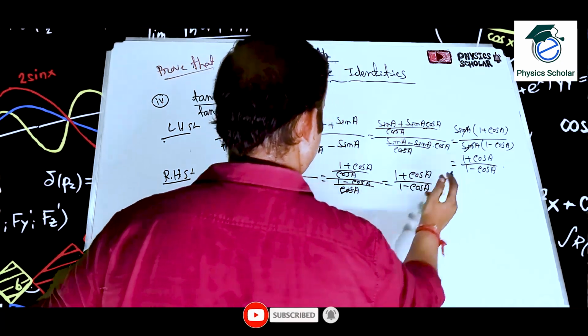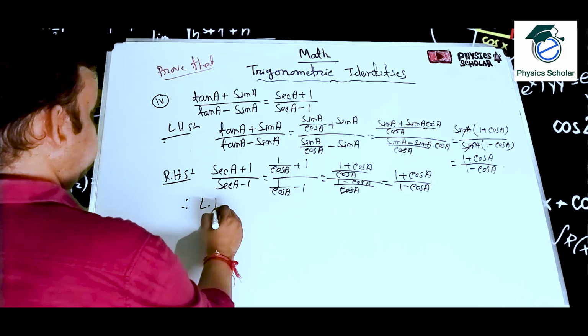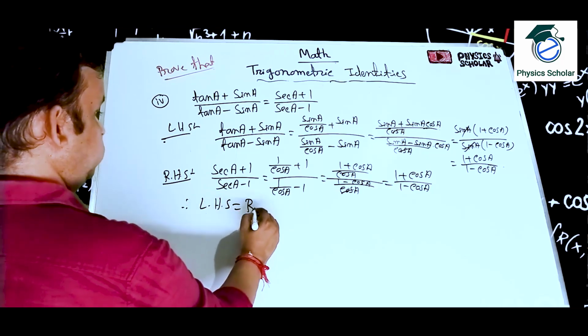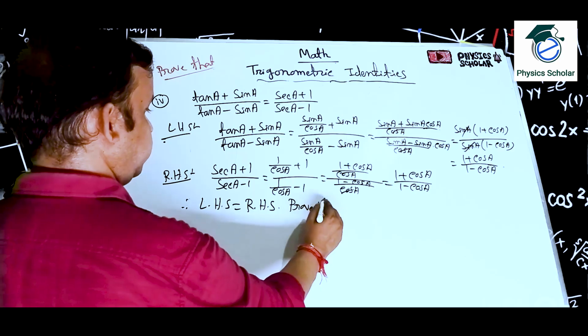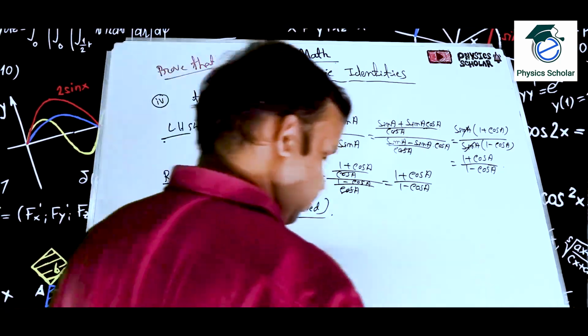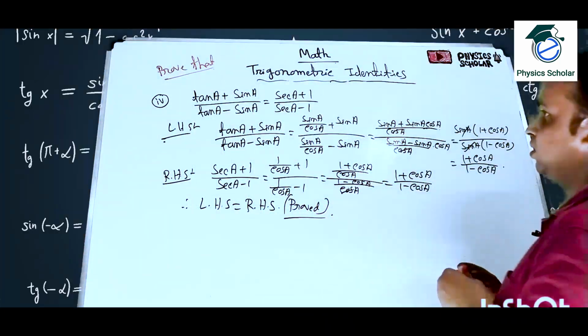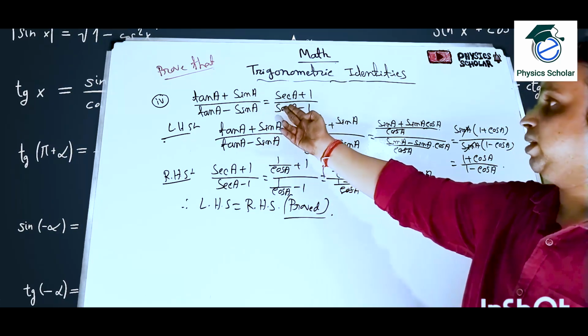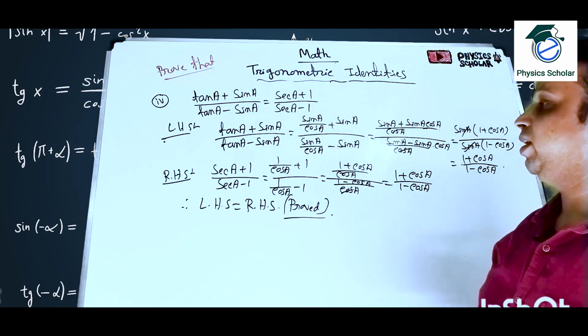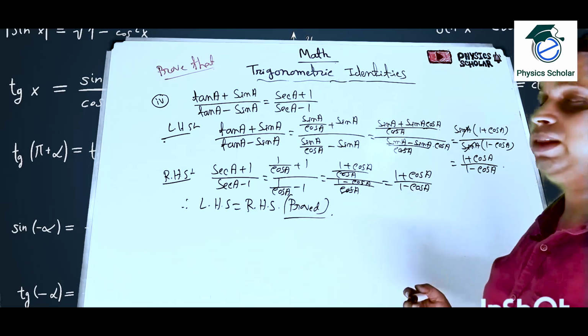So see, both values are same. So what we can write? Left hand side is equal to right hand side. Proved. Clear? Okay. So hope you have understood this. Very easy sum. So tan A plus sin A divided by tan A minus sin A is equal to sec A plus 1 divided by sec A minus 1.